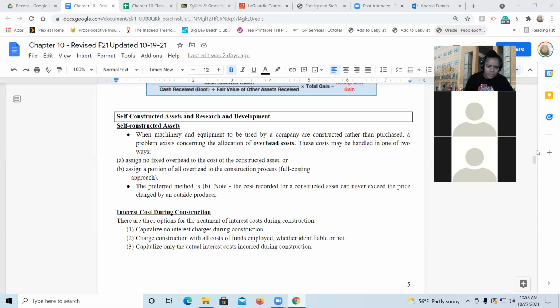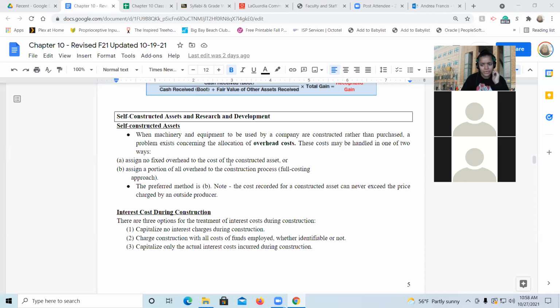So starting to read here: when machinery and equipment to be used by a company are built rather than purchased, you have to think about the allocation of overhead costs. And so interest is part of this notion of overhead as opposed to direct costs. So brick, cement, that would be a direct cost. Overhead costs are things like depreciation, things like the interest that's being used, things like utilities and so on. So you could handle the overhead costs in one of two ways. You could either say, I'm just going to leave off all the overhead and not put any of it onto the cost of the asset, which is bogus.